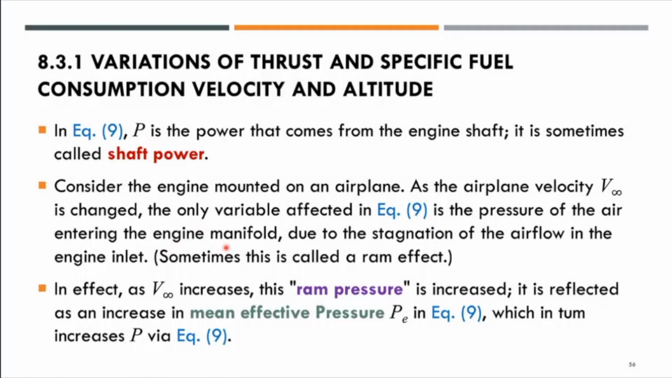entering the engine manifold. And due to the stagnation of the airflow, sometimes we call it the ram effect. In effect, as the free stream velocity increases, the ram pressure will also increase. It is reflected as an increase in the PE, mean effective pressure, which is shown in equation 9, which in turn increases the shaft power via equation 9.